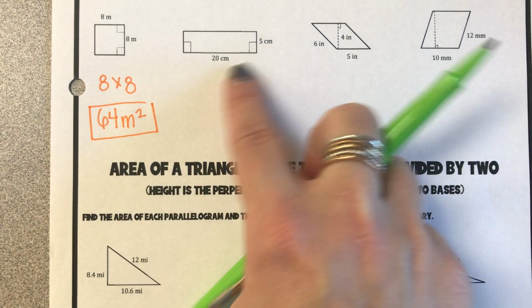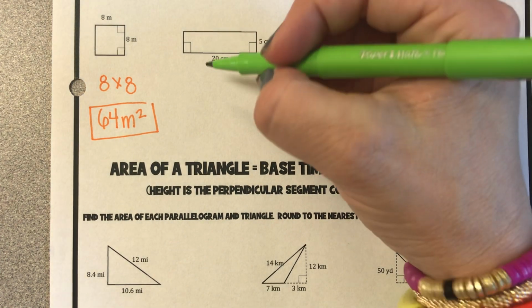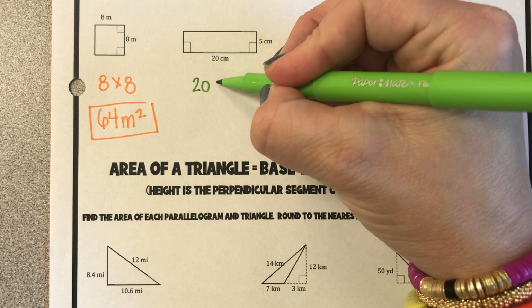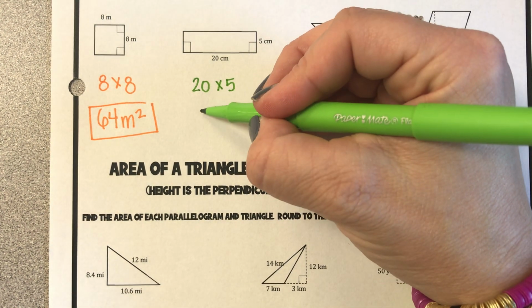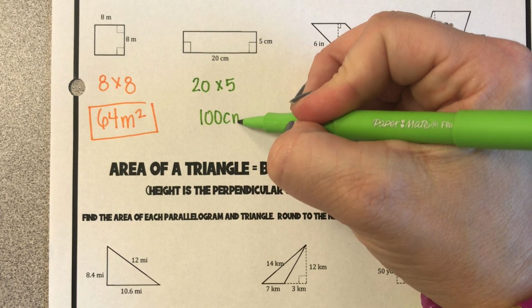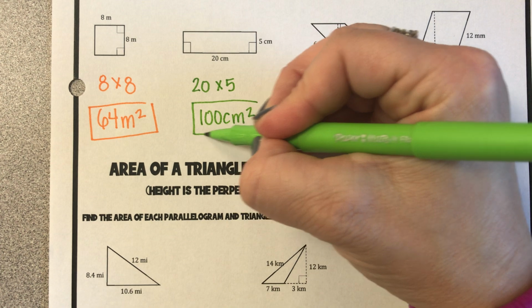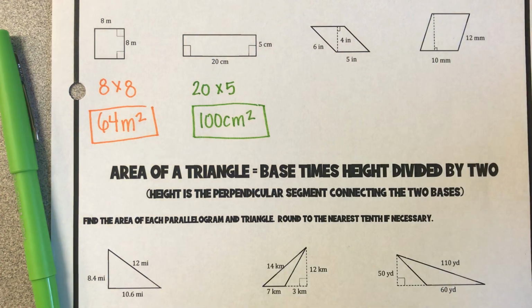Okay, let's look at this rectangle. It is a parallelogram, right? A rectangle is a kind of parallelogram. We're going to do the base of 20 times the height of 5. 20 times 5 is 100. I did centimeters times centimeters, so it's centimeters squared. Easy. Let's look at this next one.